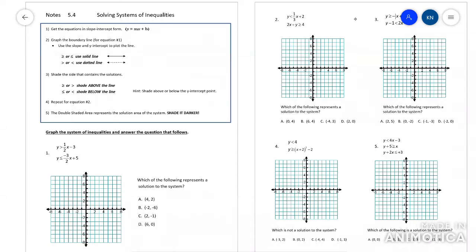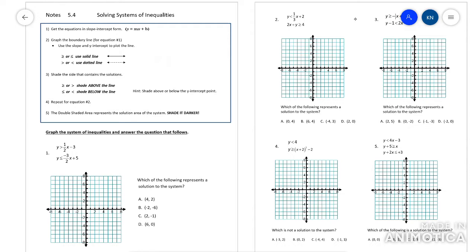All right, this video is going to cover notes 5.4. That's a system of inequalities. So basically what that means is you're going to have one line, it could be dotted or solid, and you're going to shade everything either above or below it. And then you're going to have another line and you're going to shade everything either above or below that. And whatever part is double shaded is generally your answer. So just keep in mind that's what we're actually doing.